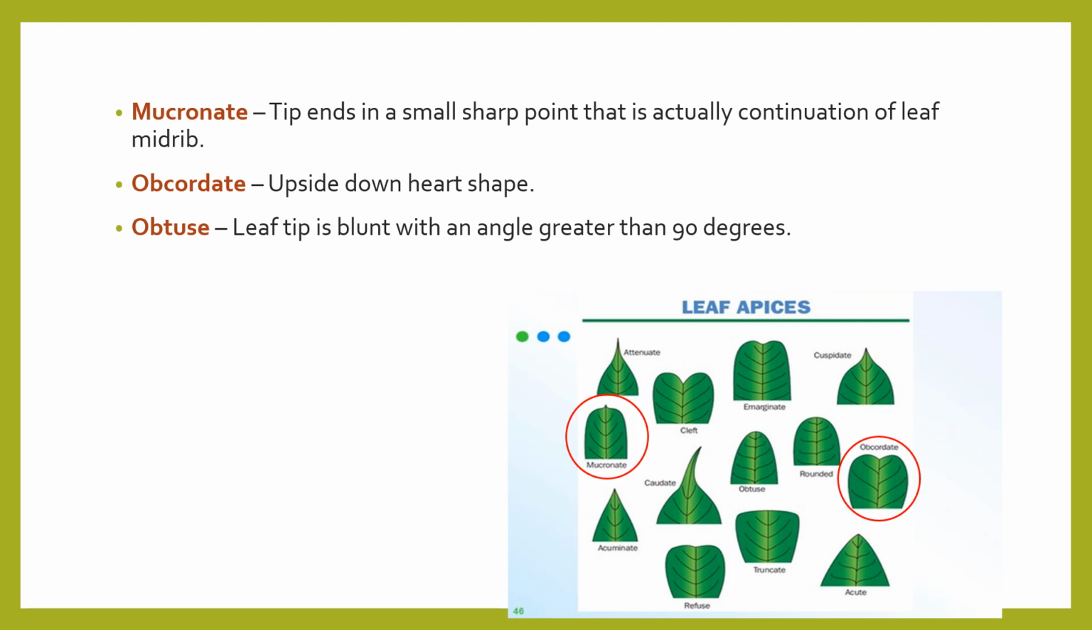Obtuse. The obtuse leaf tip is blunt with an angle greater than 90 degrees, like this one. Blunt means there are no teeth and the apex is not sharp. Okay, and it's with an angle greater than 90 degrees, as in this shape in the picture.